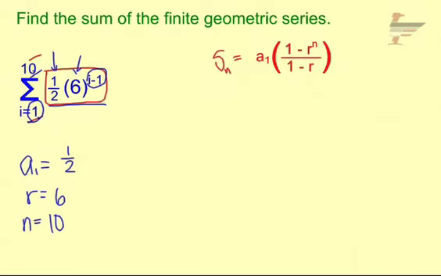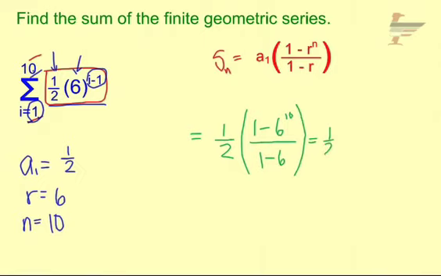So we can go ahead and plug this into our equation. We know it's going to be 1/2 times 1 minus 6 to the 10th power divided by 1 minus 6. Now we just have to go to the calculator and do a little bit of simplifying. 1 minus 6 to the 10th power gives us negative 60,466,175. We divide this by 1 minus 6, which is negative 5.